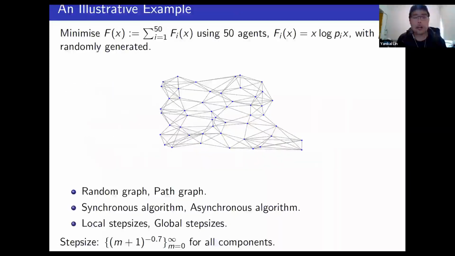So now I'm going to discuss an illustrative example. We consider the problem of minimizing this function F, the sum of 50 individual functions f_i, using 50 agents. And each f_i is given by these unnormalized entropy functions. Here, each p_i is randomly generated, so it's a positive number to make sure that this function is well defined for positive x. And note that this function is strictly convex.